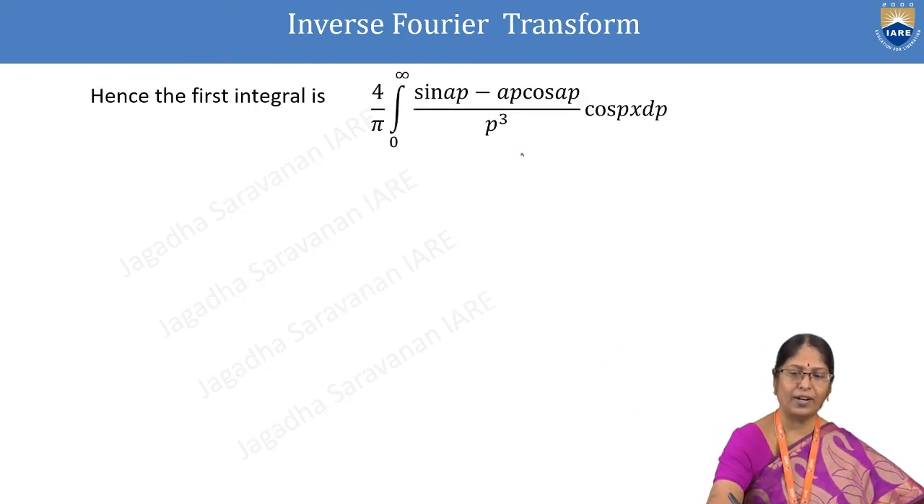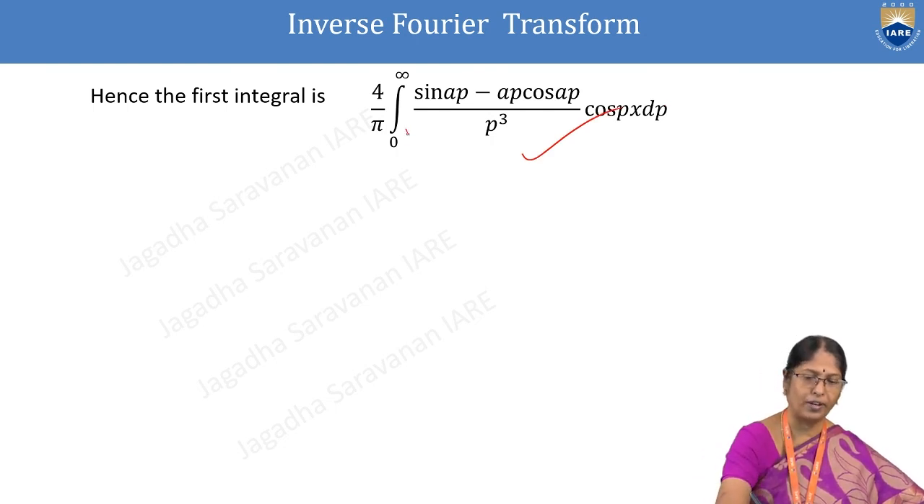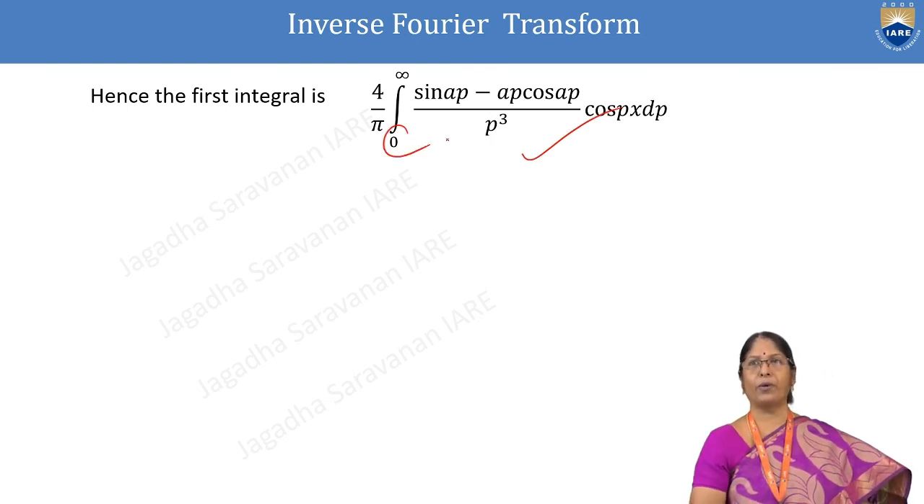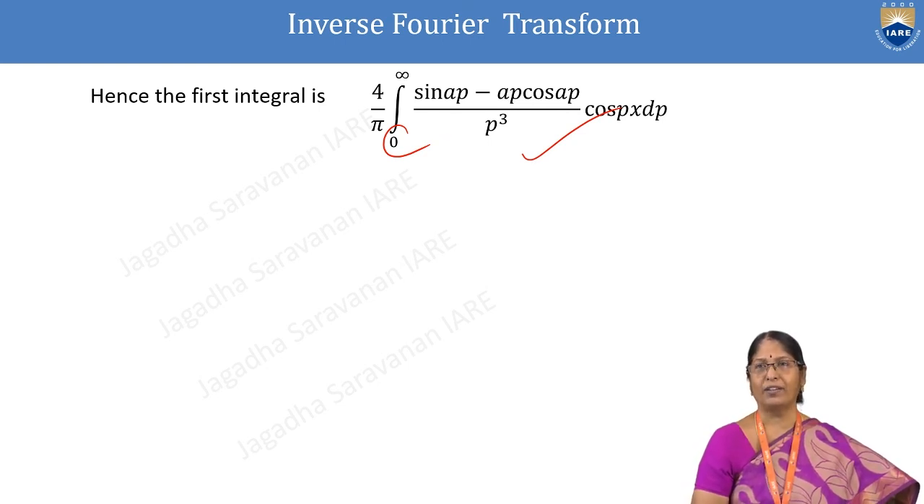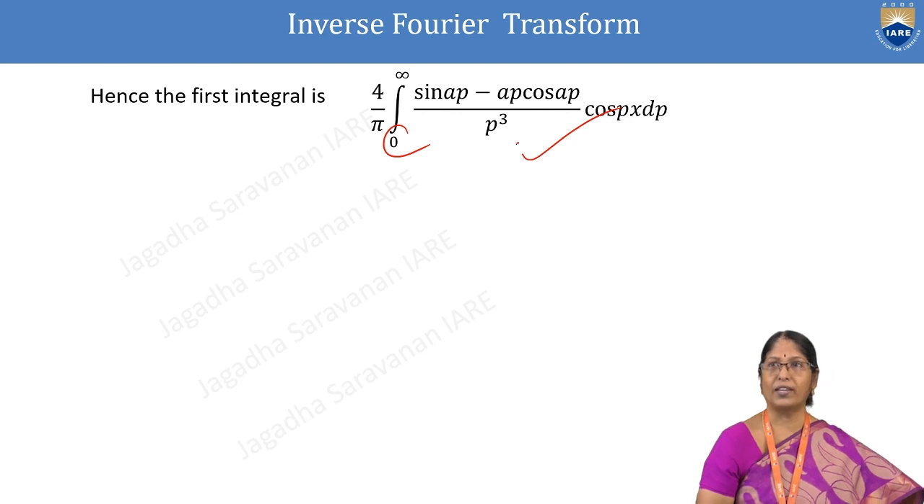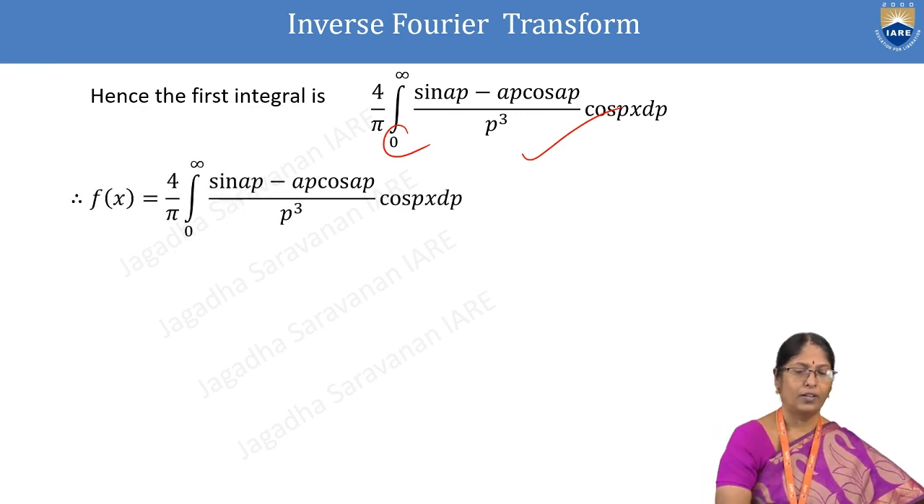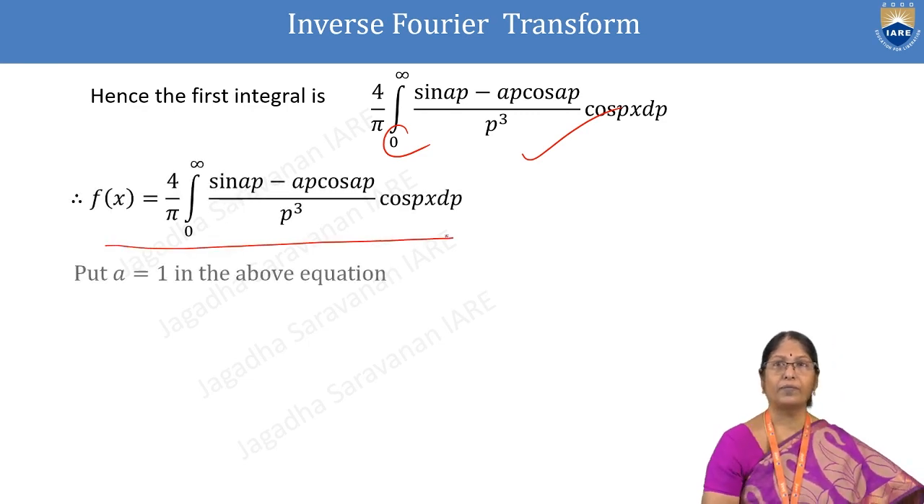So the first integral has become this. So we got why the changes have come from minus infinity to infinity. Suddenly the changes we brought in: instead of minus infinity to infinity, we brought here 0 to infinity. And the 2 by pi also changed into 4 by pi, because this function is an even function in the interval minus infinity to infinity. Fine, so f of x we are writing.